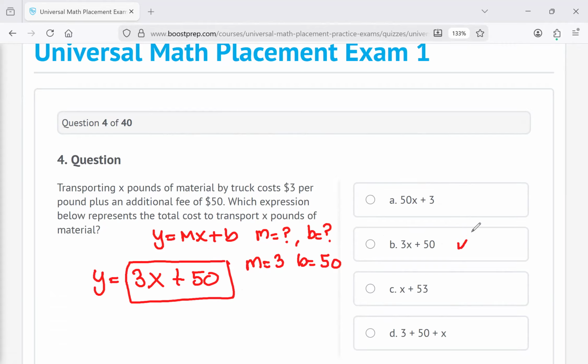Sometimes they'll give you coordinate points, and then we still have to find our m and b, but here they just tell us straight out that our m is 3 and our b is 50. You just have to figure it out. So in a linear equation, the b is like your starting point, your y-intercept, the one you put down, and then m is your slope or your uncontrolled price or uncontrolled value.